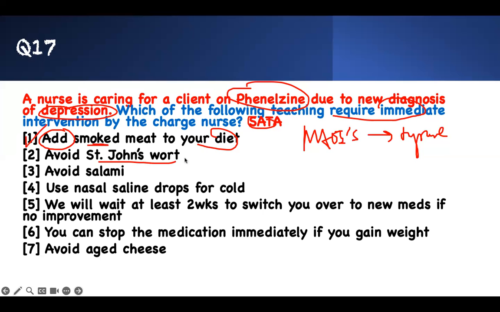Avoid St. John's wort. Yeah. You cannot combine this with an SSRI. And what is an SSRI? It increases your serotonin. What does St. John's wort do? It increases your serotonin. If you combine it, you have serotonin syndrome. So we do not need to intervene. Avoid salami. Salami contains tyramine. So that's a good teaching. We should tell the patient to avoid it. But that's good teaching for now.